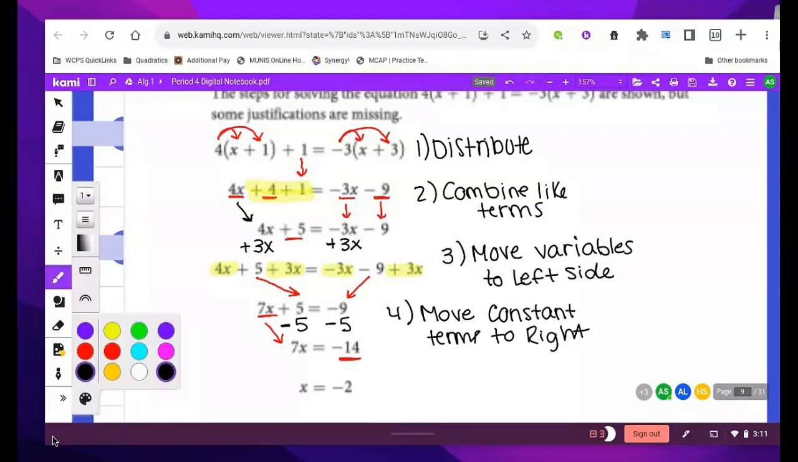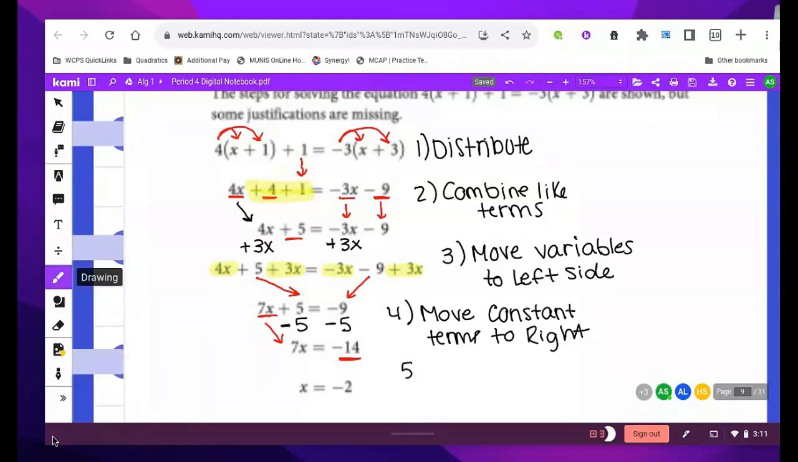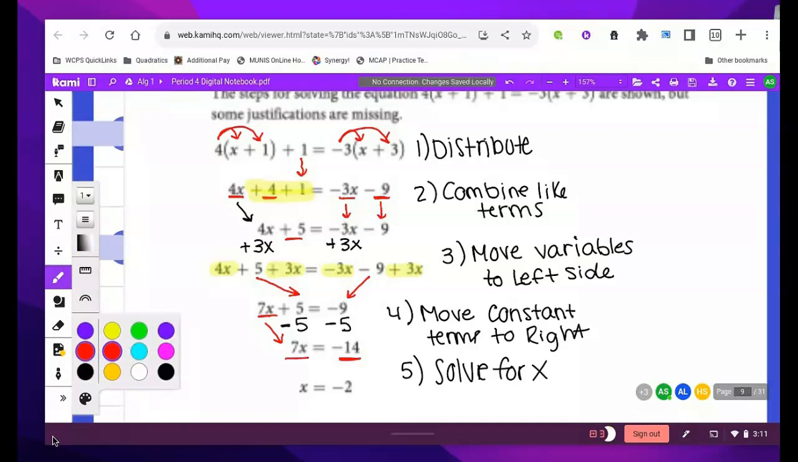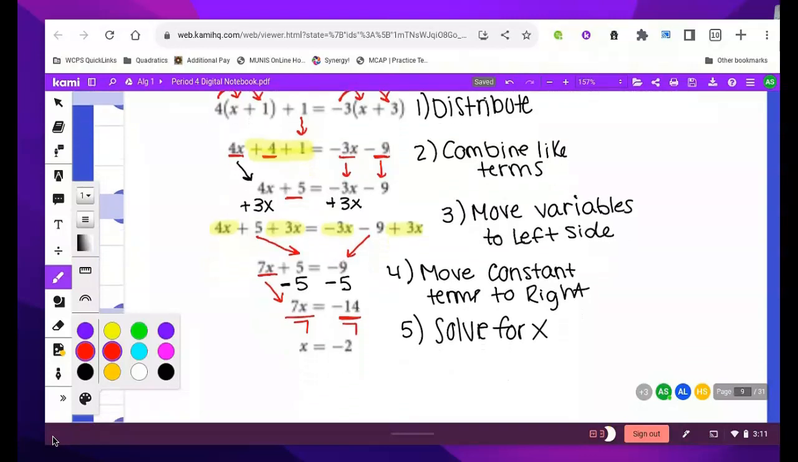And last step, anytime a number and a letter are side by side, we need to divide. So we're going to divide to solve for x. We're going to divide by 7 on both sides. Negative 14 divided by 7 gives me a solution of x equals negative 2. So this is our answer. We did those 5 steps to get x equals negative 2.